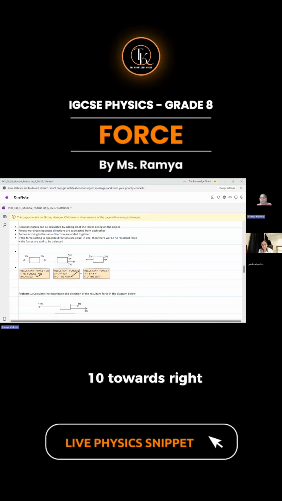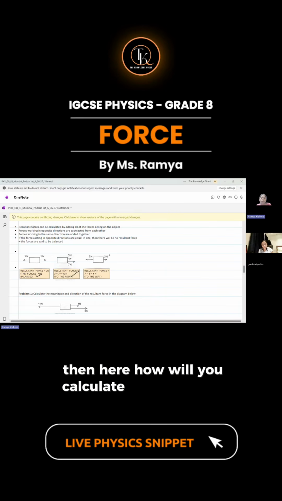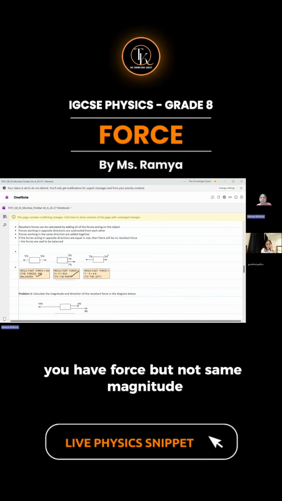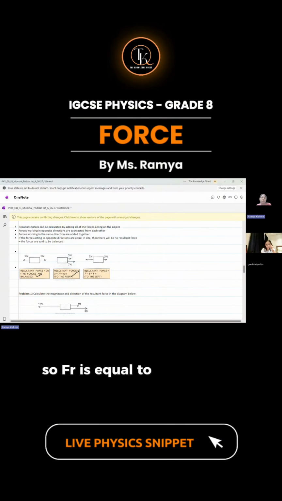10 towards right. Then here, how will you calculate? Both sides you have force, but not the same magnitude, different magnitude. So Fr is equal to 7 minus 3, you will get 4 Newton, where this side is the larger force. So the object will move towards left.